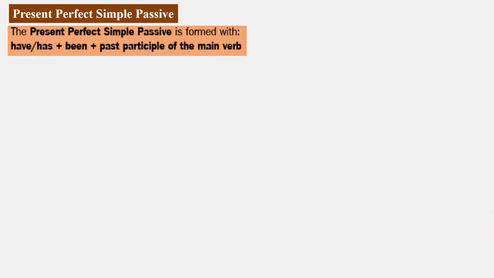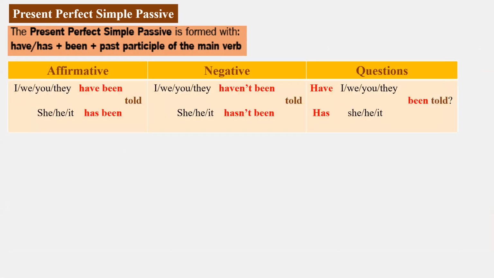Now present perfect simple passive. The present perfect simple passive is formed with have or has, it depends on the subject, singular or plural, plus been, plus past participle of the main verb. Affirmative: I, we, you, they have been told. She, he, it has been told. You see? Past participle form of the verb to be.